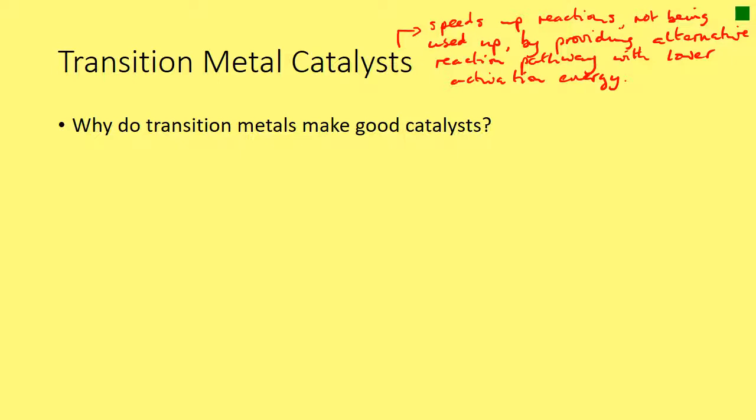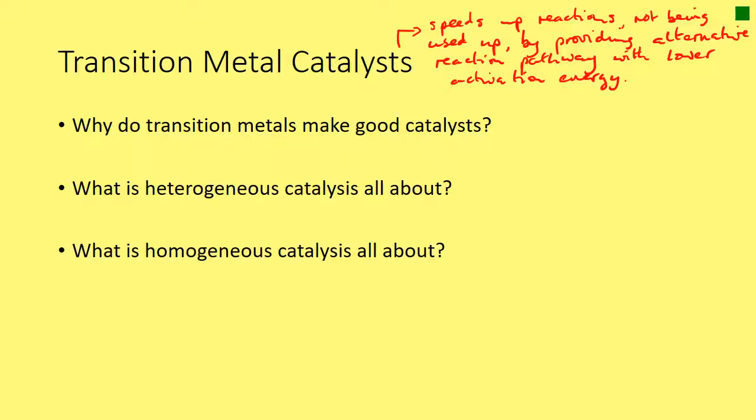Okay, so that's a little reminder what a catalyst does, and in the first learning objective we're going to find out how they do that, how transition metals do that when they're acting as catalysts. And then we're going to look at heterogeneous catalysts, and a couple of examples of heterogeneous catalysis. And after that we'll do homogeneous catalysis, and we'll learn all about that. So there are three things we want to cover off in this video lesson. Let's start off with how and why transition metals make good catalysts.